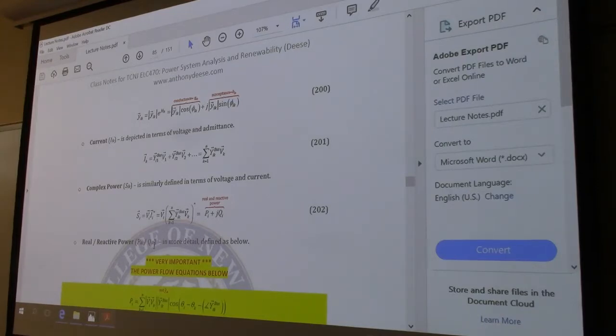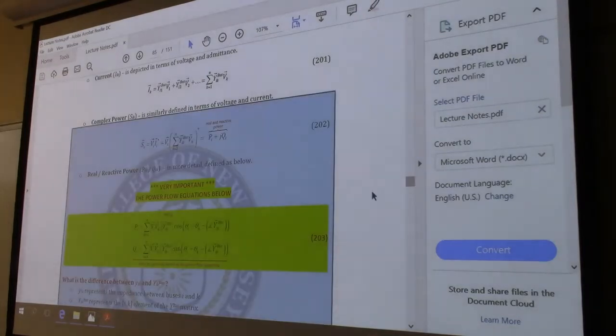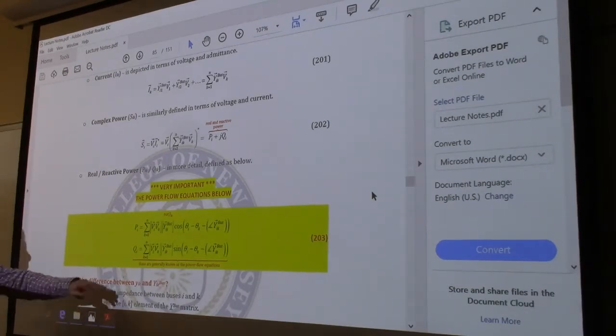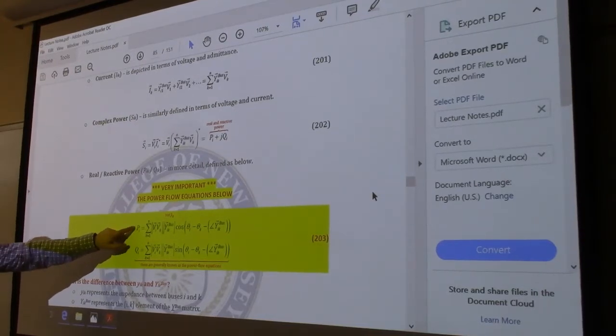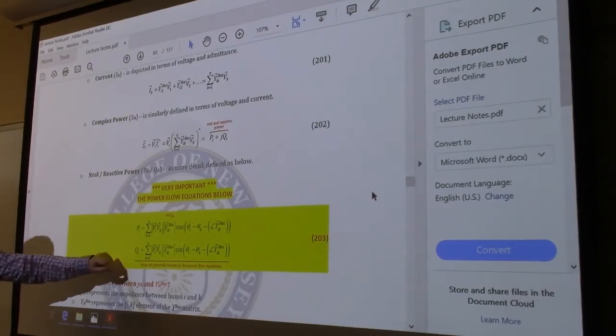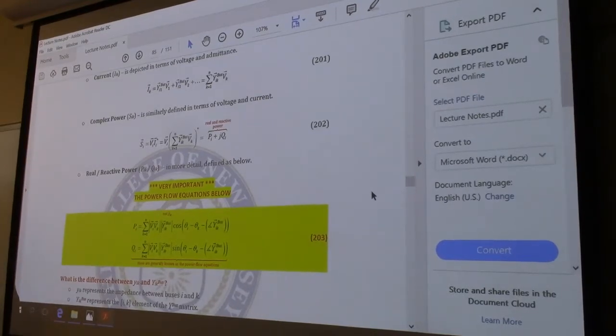Okay. So now, these equations, which are called the power flow equations, hence the name of the chapter. So what these equations do is they define the injected or the calculated value of power flowing into bus I, the calculated value of the real power flowing into bus I and reactive power flowing into bus I.